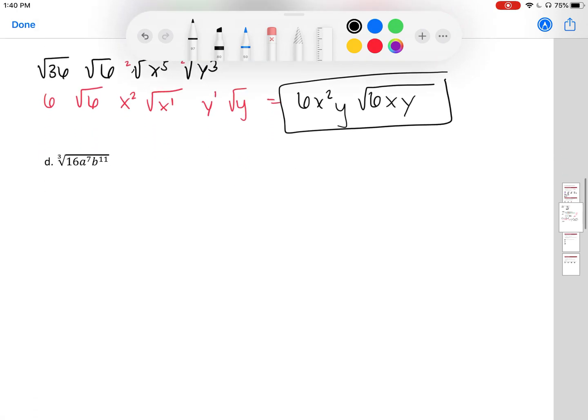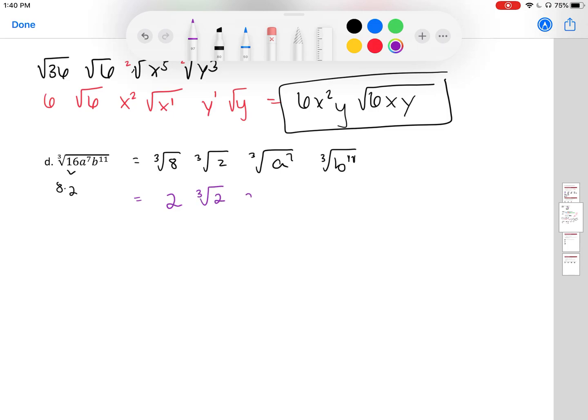Let's take a look at the next one. We have the cube root of 16, a to the 7th power, b to the 11th power. Well, I can get 16 from 8 times 2, and I can take the cube root of 8. So I have the cube root of 8 times the cube root of 2, the cube root of a to the 7th, and the cube root of b to the 11th. Okay, the cube root of 8 is 2. Cube root of 2 stays within.